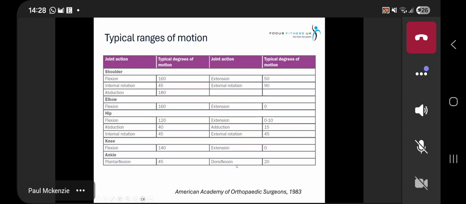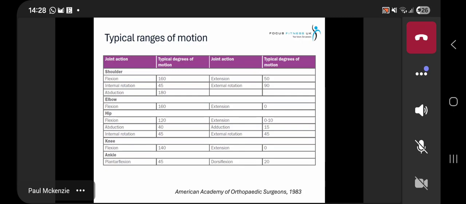What this table is showing you here is the typical range of motion in degrees of the various joints. For example, we have flexion of the shoulder, and we're saying we have around 160 degrees. This is neutral, and that's 90 degrees, and then all the way back will be 180. But some people haven't got that.